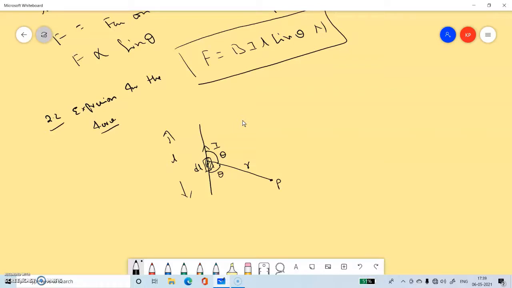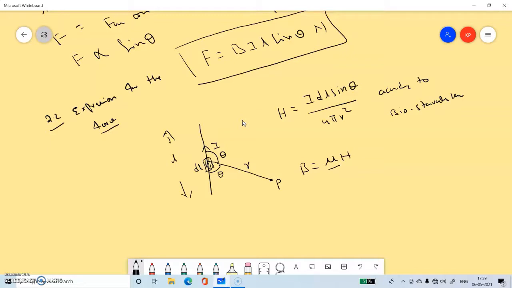According to Biot-Savart law, which we have studied in our first chapter, we have derived the formula H is equal to I into dl sine theta divided by 4 pi r square. The corresponding flux density, B is equal to mu into H, where mu is the permeability and H is the field strength. Substituting the formula of H, you will get B is equal to mu into I into dl sine theta divided by 4 pi r square Tesla. The unit of flux density is Tesla.